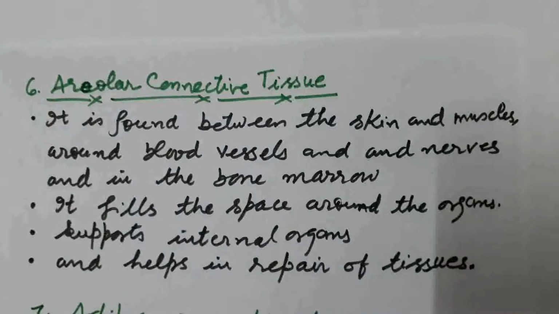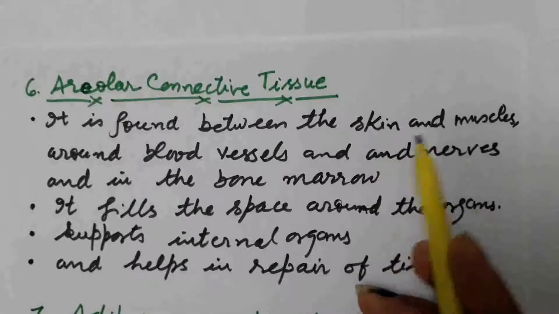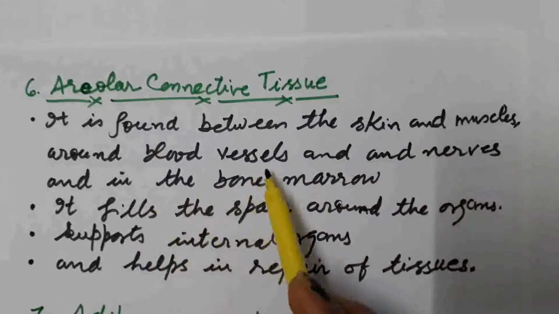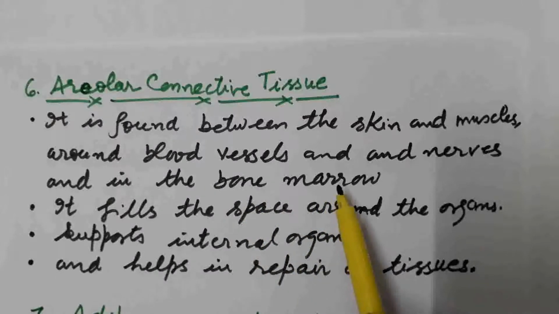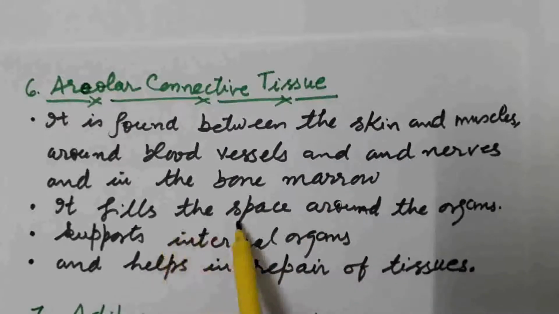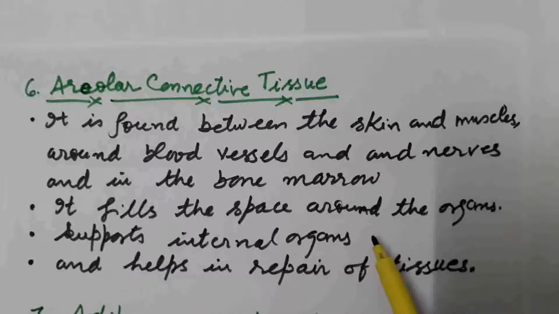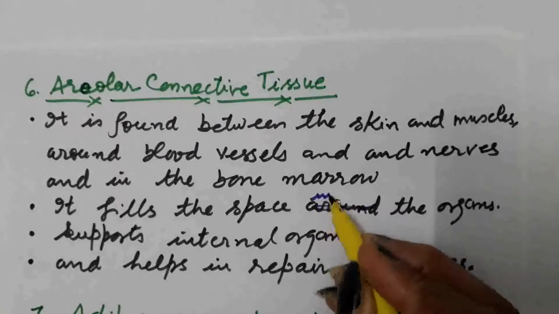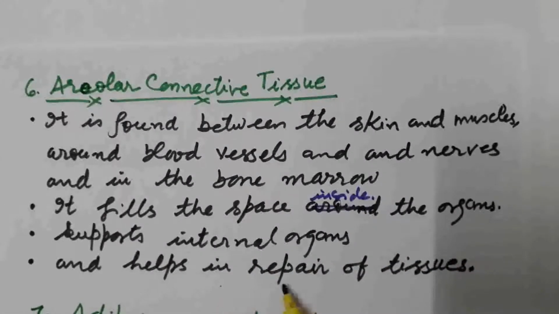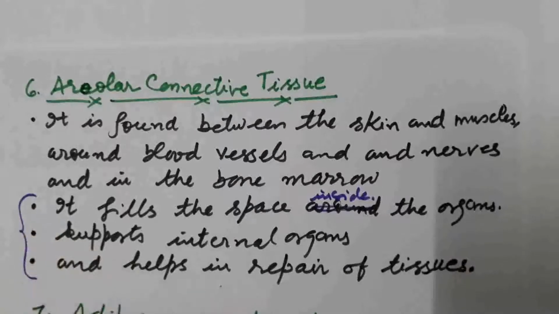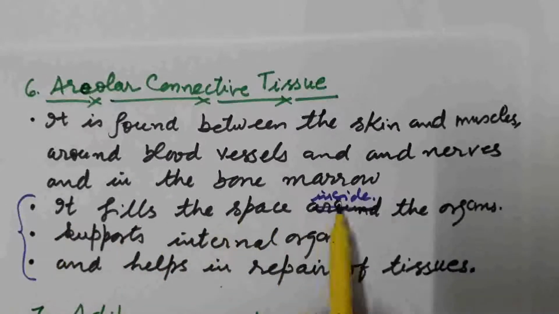Next type of connective tissue is areolar connective tissue. Very, very important from the point of view of exam. It is found between the skin and muscles, around the blood vessels and nerves and in the bone marrow. They fill the space inside the organ. They support internal organs and help in repair of tissues. These are the three functions of areolar tissue. It fills the space inside the organs.